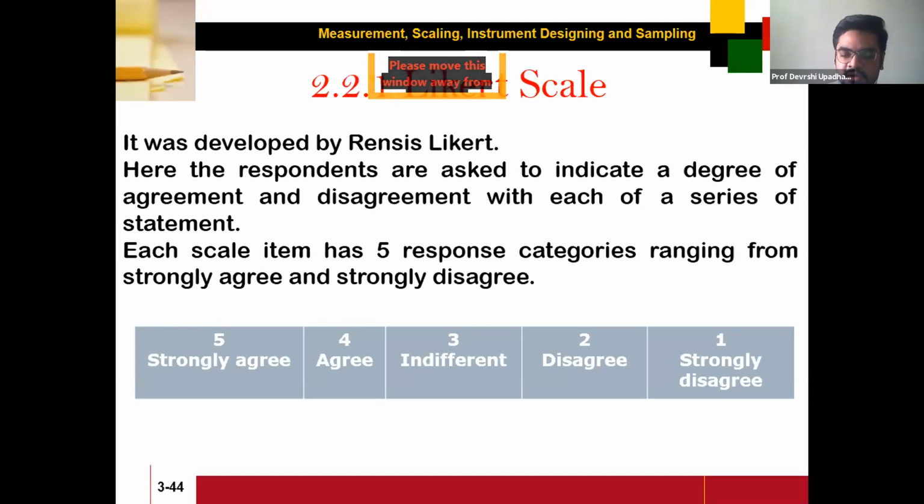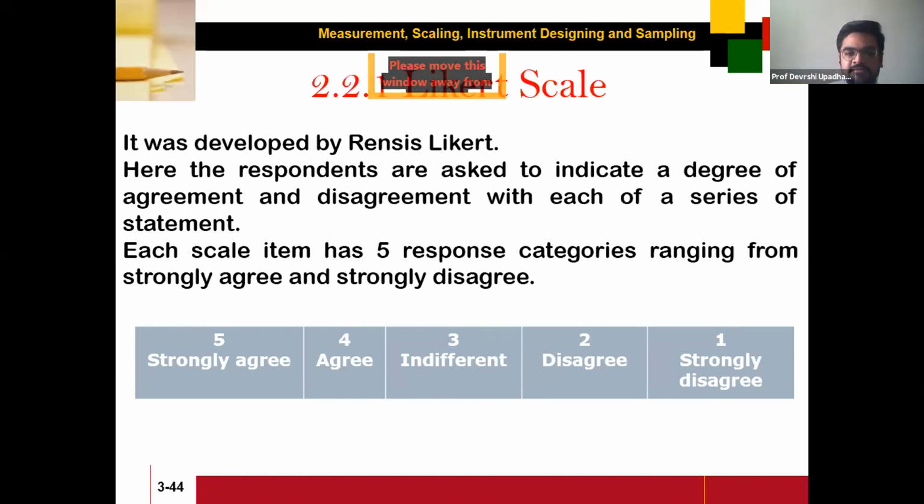I'll give a brief input: when you are framing a Likert scale question in your questionnaire, please identify what the meaning of one is and what the meaning of five is. In this example, I have given five boxes: 5, 4, 3, 2, 1. Five is strongly agree, four is agree, three is indifferent, called neutral, two is disagree, and one is strongly disagree.